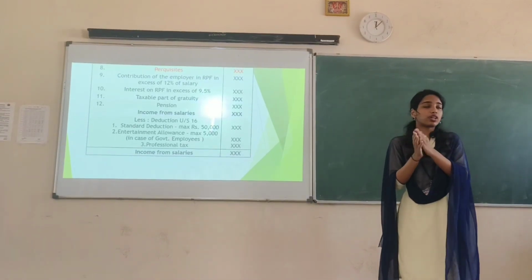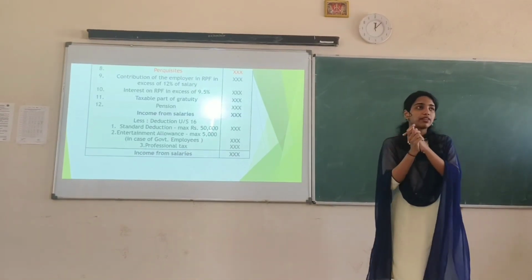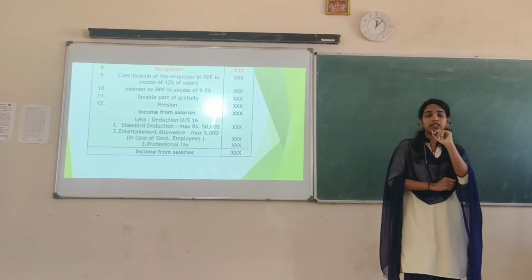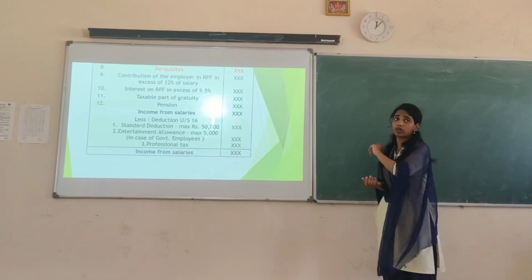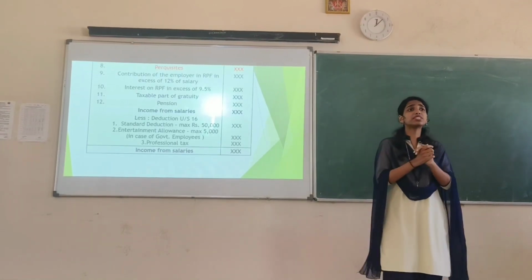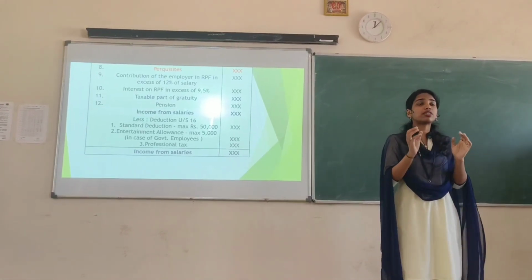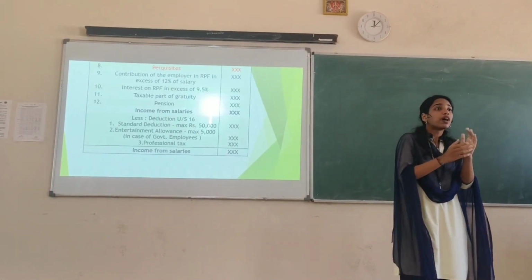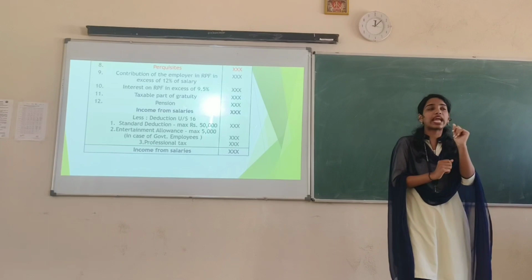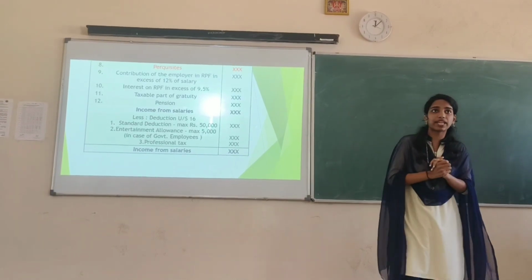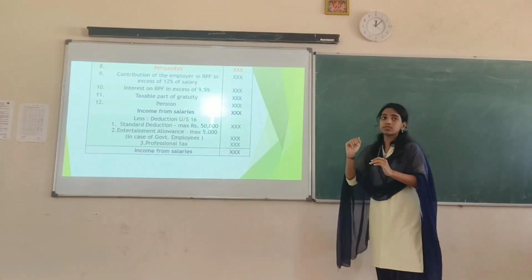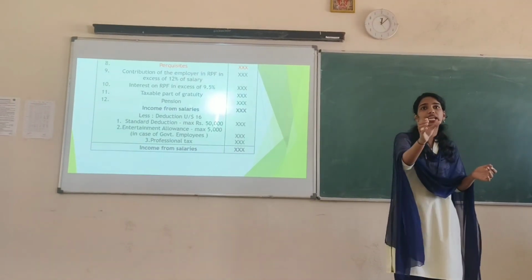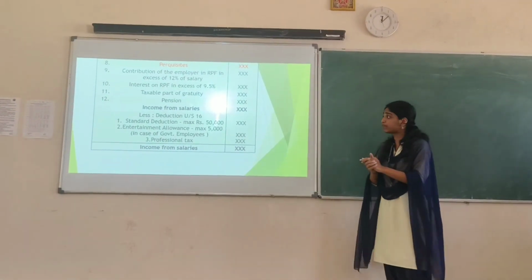Then interest on RPF. Here we have to exempt 9.5% and write it in the outer column. Then comes the perquisites. Perquisites are nothing but a benefit which is given to certain employees in addition to their salaries and wages. Then we write it in the outer column. We have to add it all, and the answer we get is the gross salary.